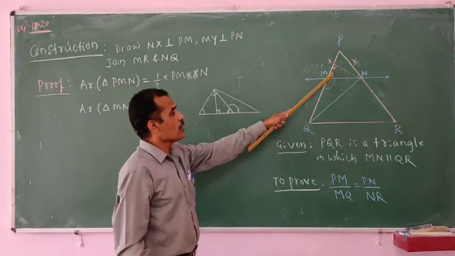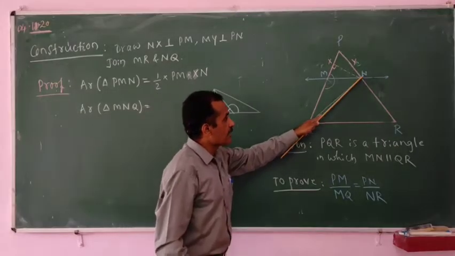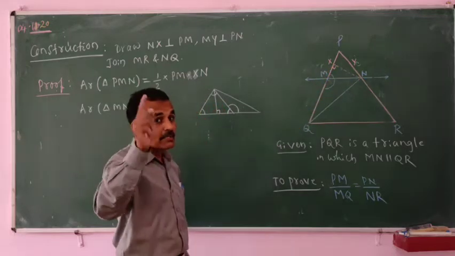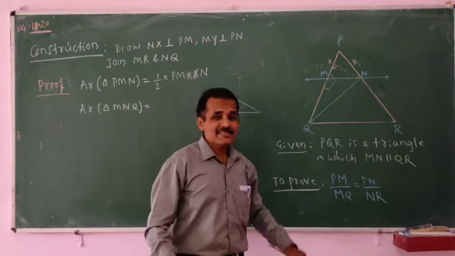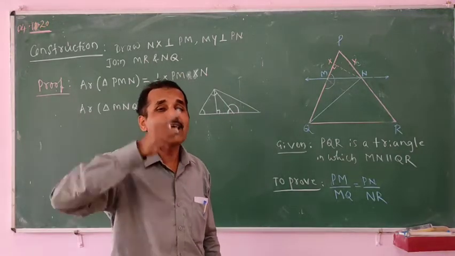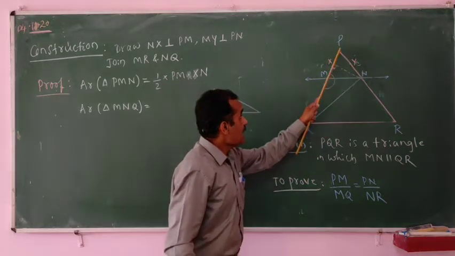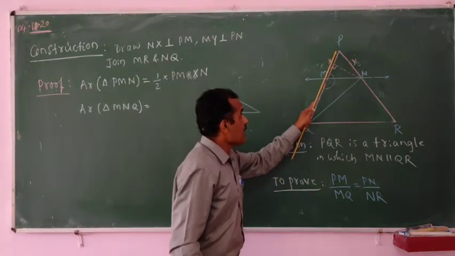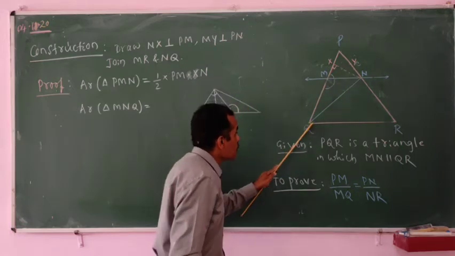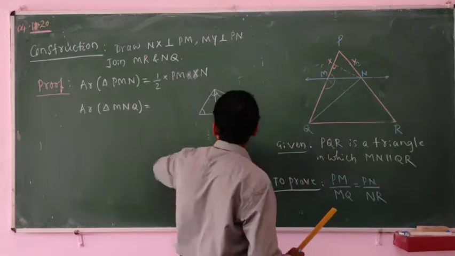The same thing I will apply here: this triangle is an obtuse angle triangle, its perpendicular is outside the triangle, meaning NX is the common perpendicular, common altitude, common height for both the triangles. It is the height of NPM, and it is the height of NMQ also. Yes, that I am going to write here.